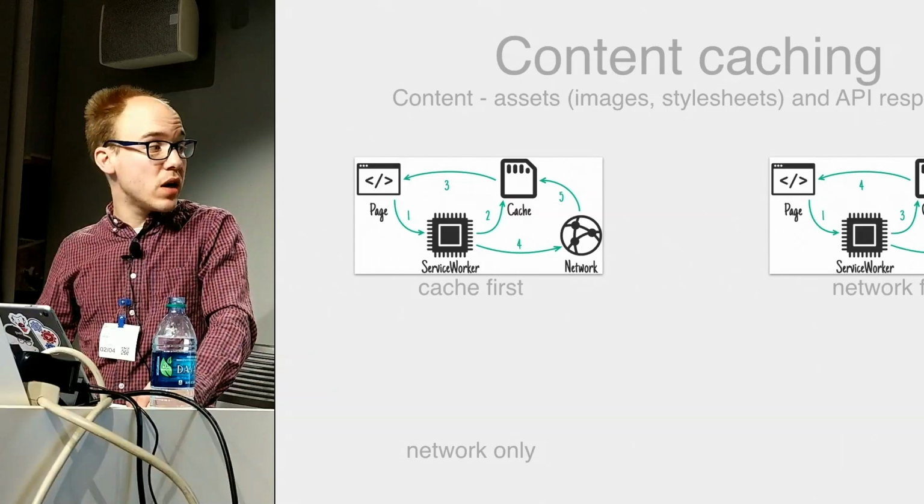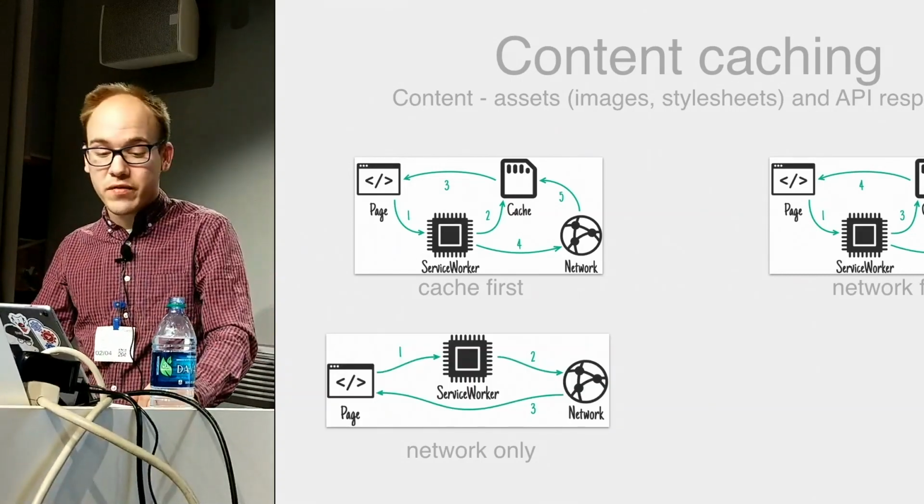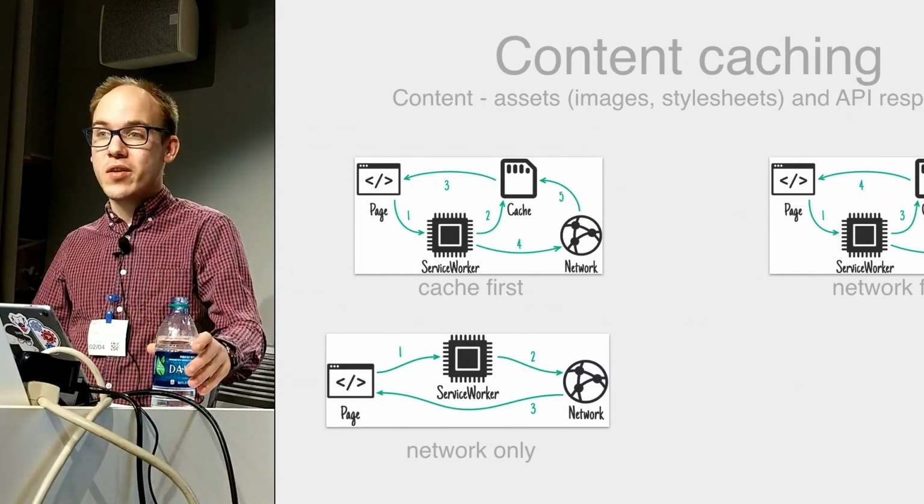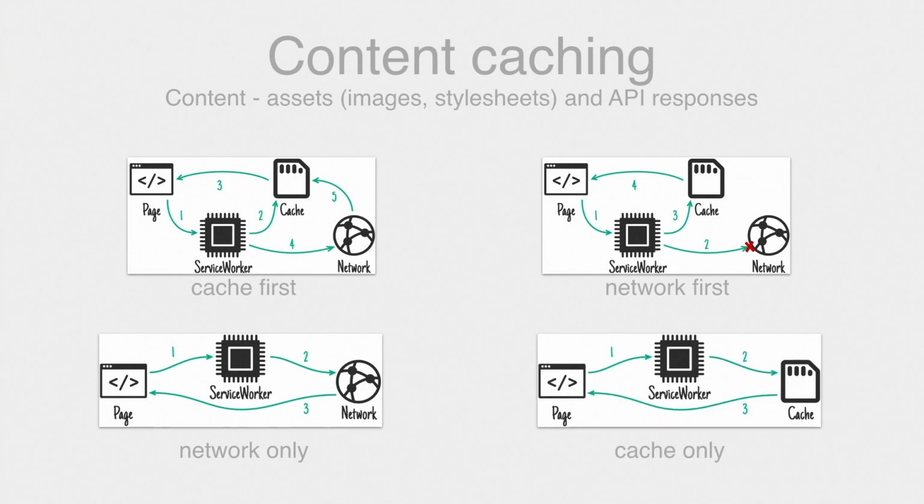There are also two other strategies. The network only, I think it's not really connected with PWA, but there is such a strategy. For some cases, it is useful. Maybe some data like stocks, information, and things like that. And the cache only.